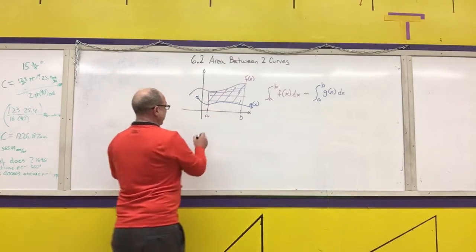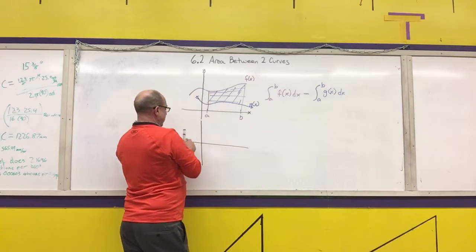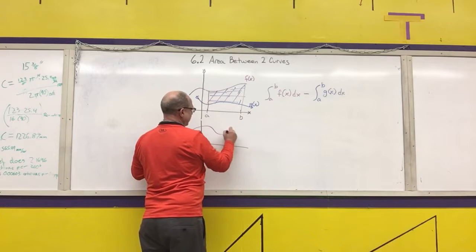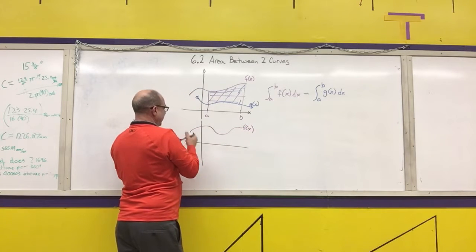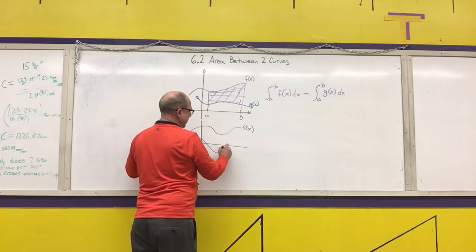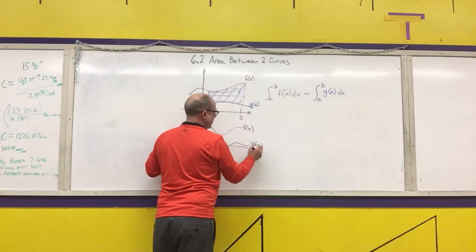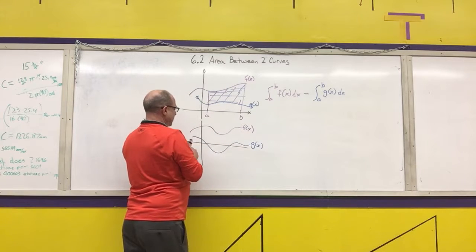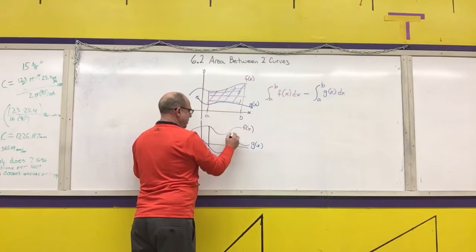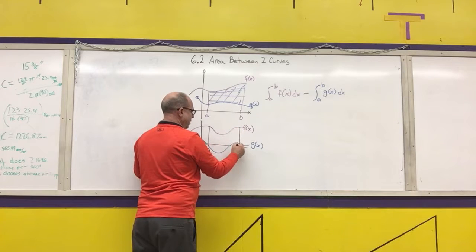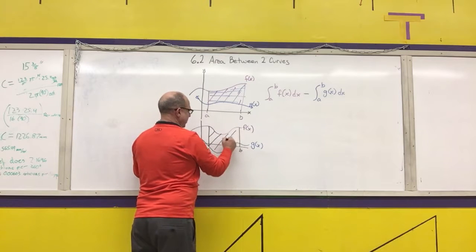So the first thing we need to take into account, let's just say f of x, again my purple graph, is always above. And then I have my g of x curve, and it sometimes goes down below. Okay, and I'm going to do a region from A to B. And I want the area bounded between these two curves.